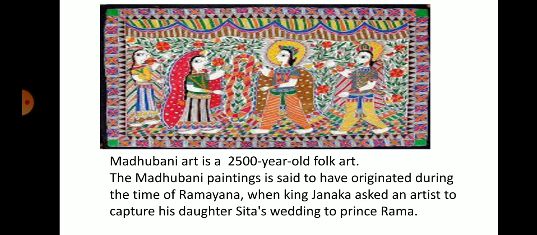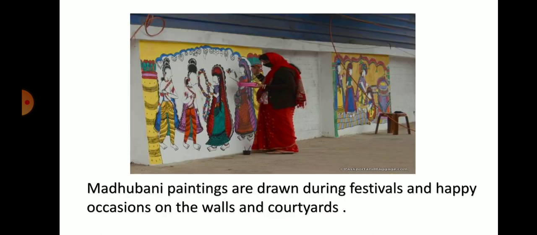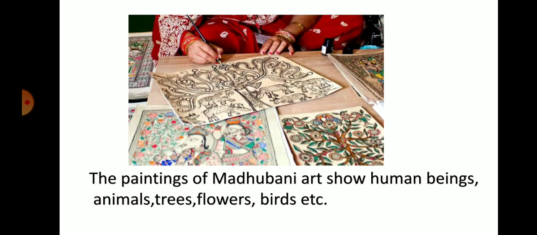Madhubani art is about 2500-year-old folk art. The Madhubani paintings is said to have originated during the time of Ramayana when King Janak asked an artist to capture his daughter Sita's wedding to Prince Rama. Madhubani paintings are drawn during festivals and happy occasions on the walls and courtyards. The paintings of Madhubani art show human beings, animals, trees, flowers, birds, etc.